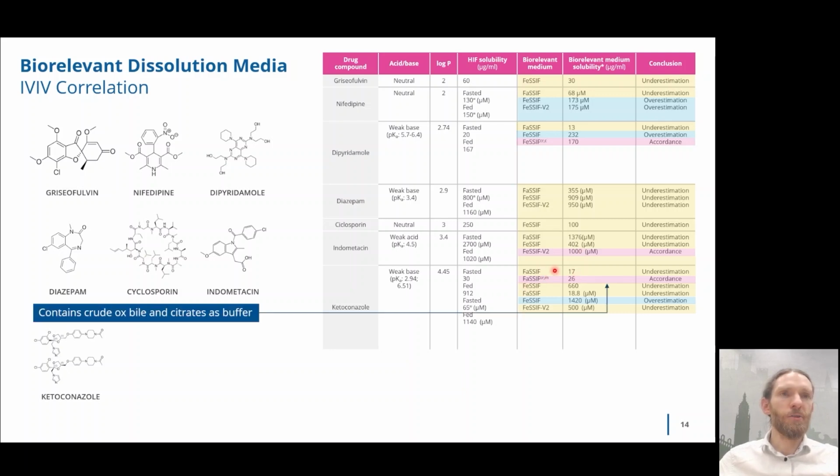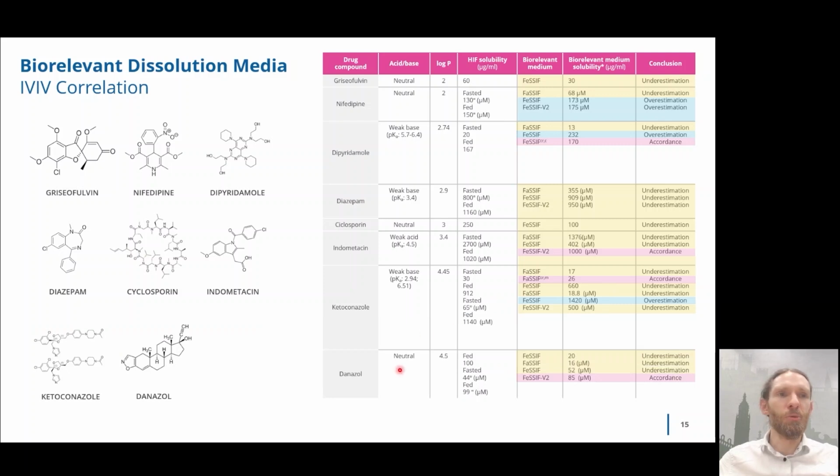If we add to this FaSSIF, again, ox bile and citrates as a buffer, we see accordance to the solubility in the fasted state. And underestimation in the FeSSIF or FaSSIF as compared to the actual solubilities in the physiological fluids. Let's move to danazol. This is a neutral molecule. Again, underestimation, but only in FeSSIF version 2 we see some accordance with the fed state solubility. And finally, felodipine, again, twofold underestimation as compared to the actual solubility. This is a neutral molecule.